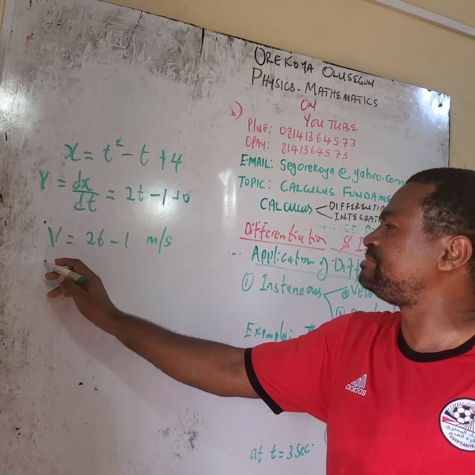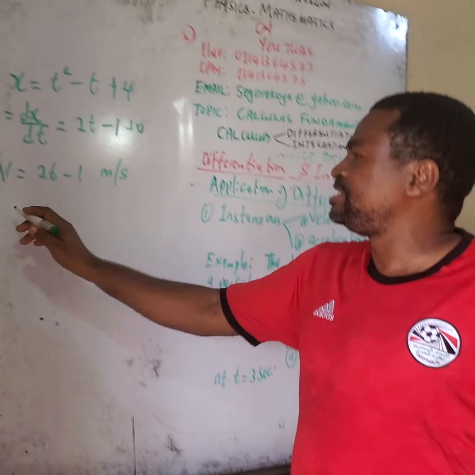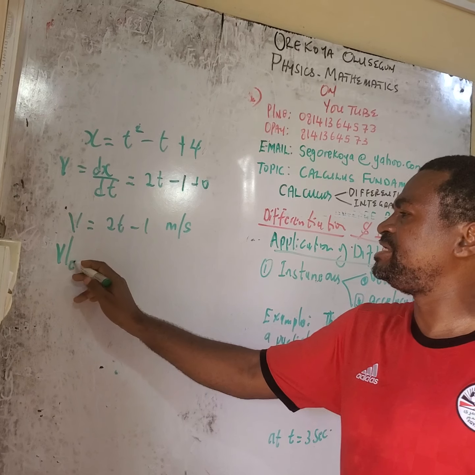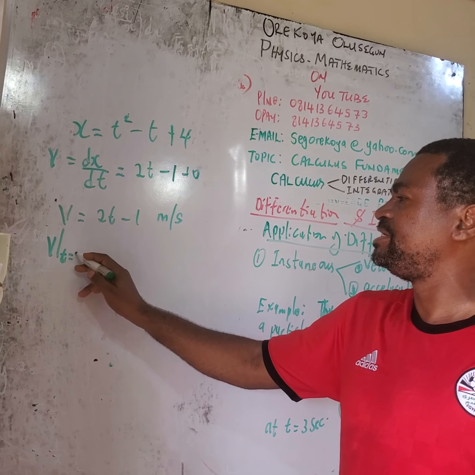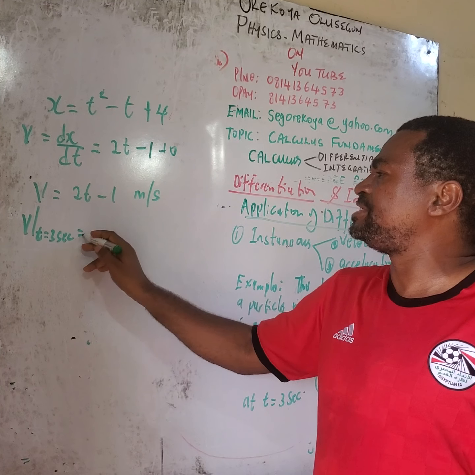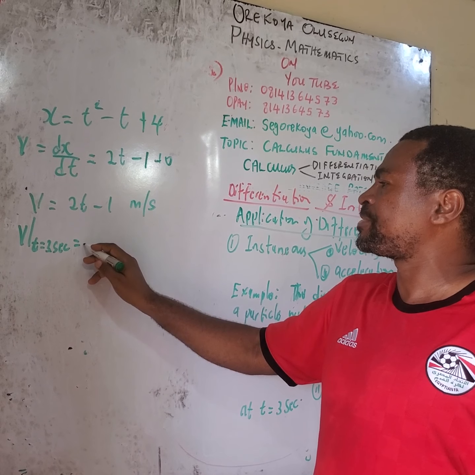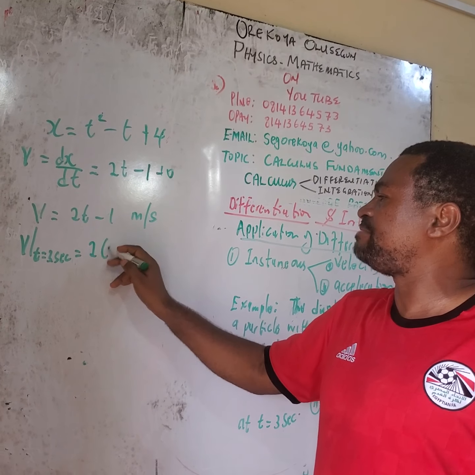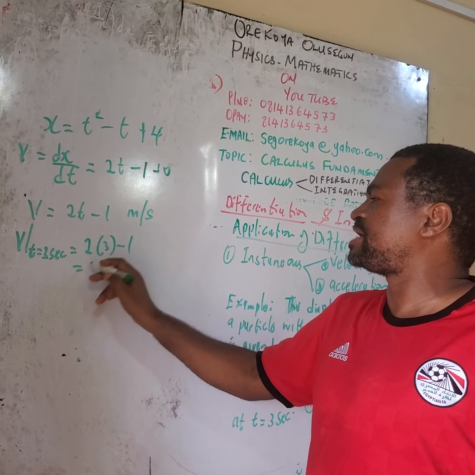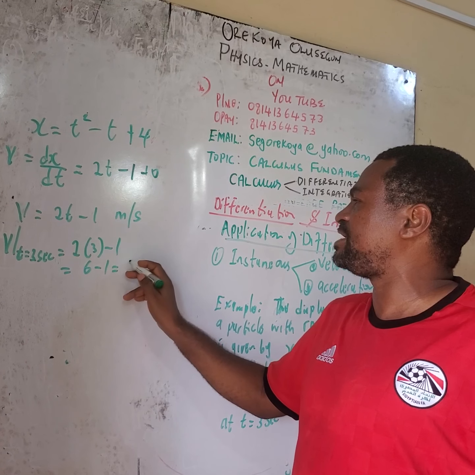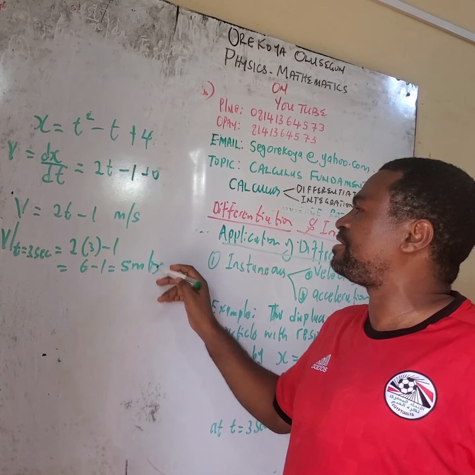And as time t is equal to 3, so velocity at time t is equal to 3 seconds simply means you substitute this 3 here. So it means 2 times 3 minus 1. 2 times 3 is 6, minus 1, which is 5 meters per second.